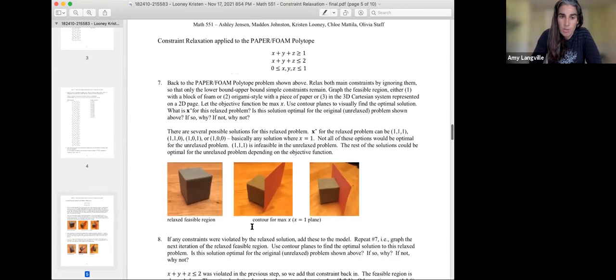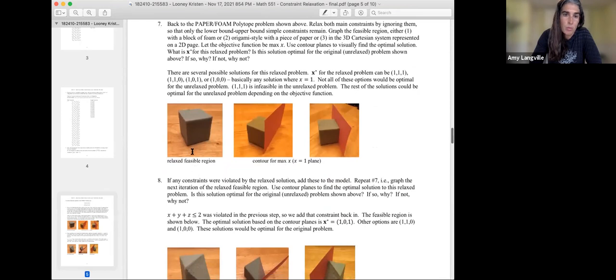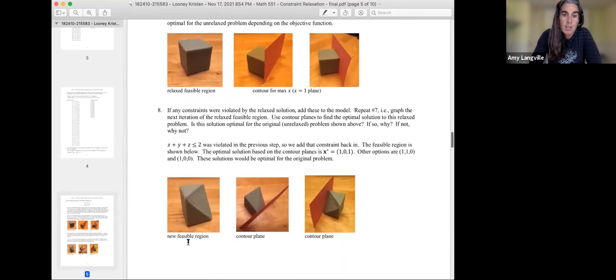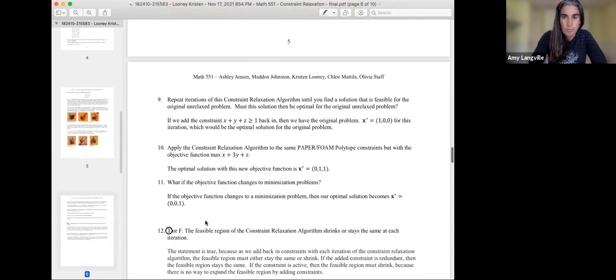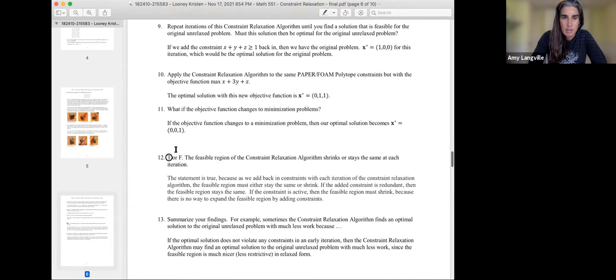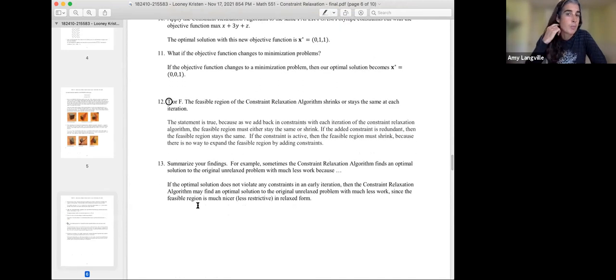Nice pictures here from this group of the relaxed polytope is just the cube. And then when we add a constraint, we're lopping off part of that. So we start with the relaxed thing being bigger, and then we'll just keep shrinking it. So I think all groups got that one. Yes, true. And the only way it would stay the same, I think this group did a nice job thinking about that case. If it was redundant, it wasn't useful, right? So it didn't really lop off anything.